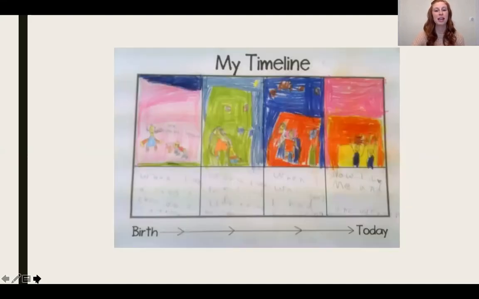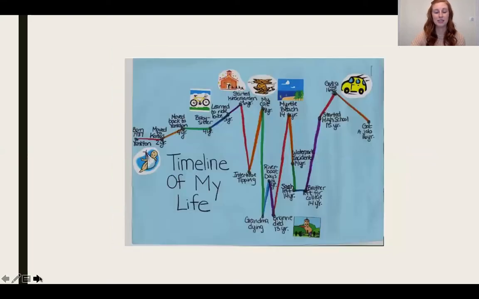So this person made a timeline of their life. So they drew a picture and then they wrote about it. So their timeline shows about what happened from the time they were born all the way to the present, to today. Here's another example of a timeline of someone's life. So they have words, and then in some places they added pictures.